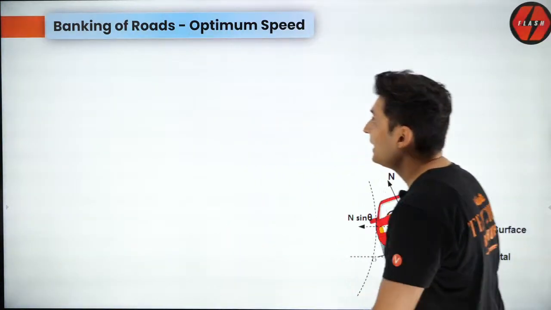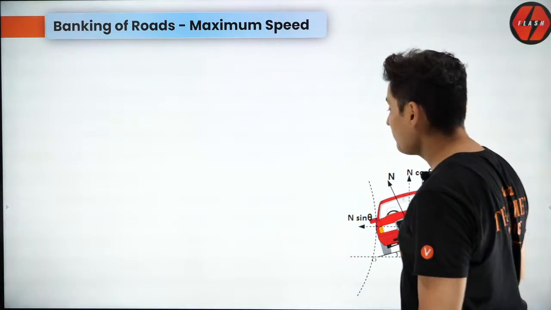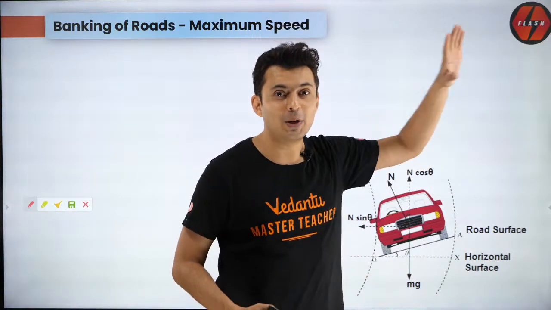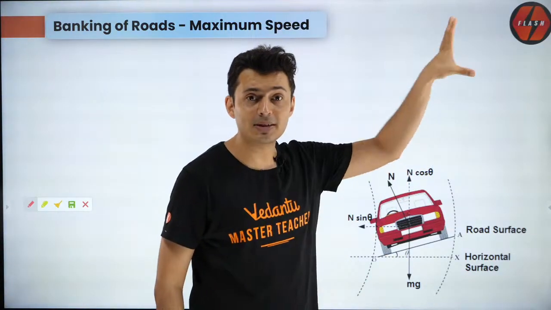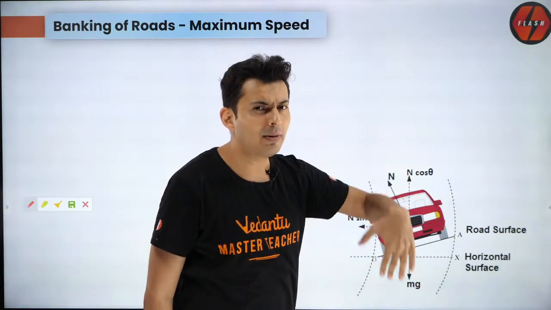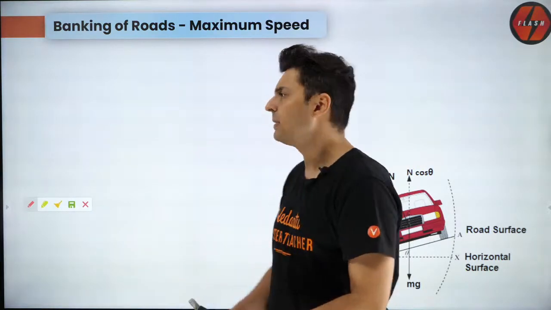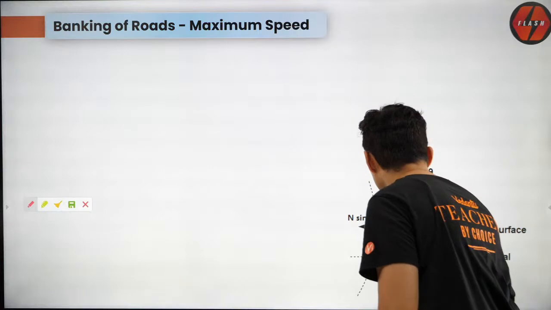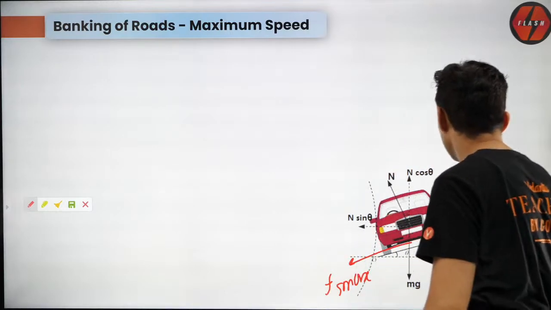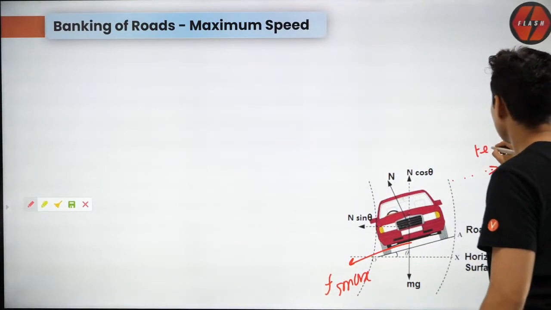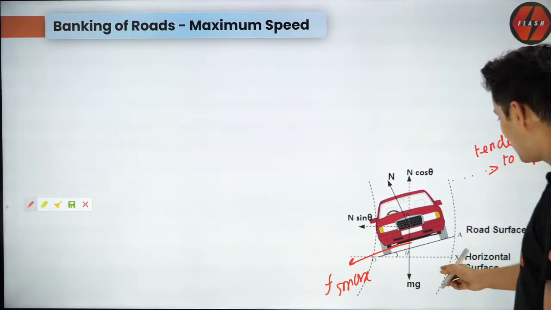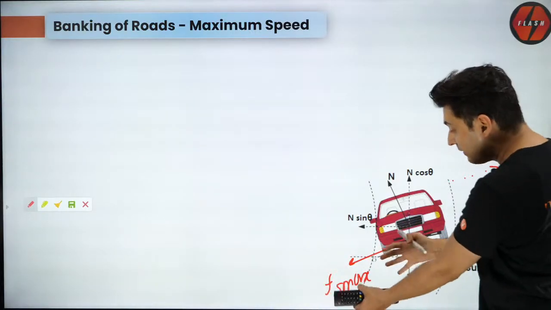Okay, now the next part will be when you go with maximum speed. The previous one was optimum speed, like the ones which are written on the curved road. You would have seen those signs which are there. Those are the optimum speeds with which you should go. Maximum speed will be much higher than that. When you go with maximum speed, there will be one additional frictional force. Yes, frictional force will act on you because there is a tendency to slip outwards. That's why friction will act and that will prevent you from slipping.